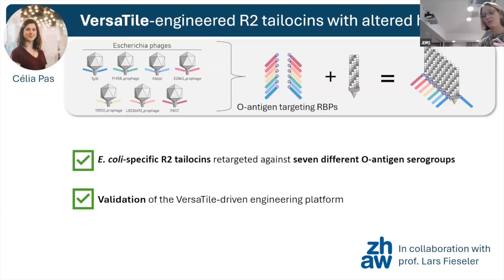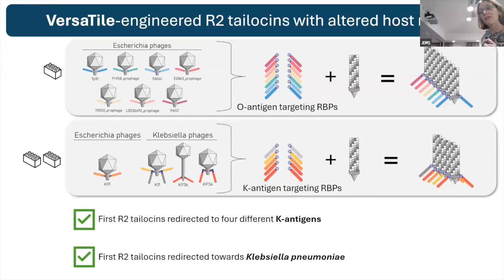But then we go to the second level, and the achievement here is that we created R2 tailocins that were retargeted for the first time towards the capsule instead of the O-antigen. And this means that now the R2 tailocin is redirected towards the capsule, so the RBP enzymatically degrades the capsule surrounding the bacteria. So here we did it again against Escherichia phages, against the K antigen, but we also did it for the first time against the K antigen of Klebsiella pneumoniae.